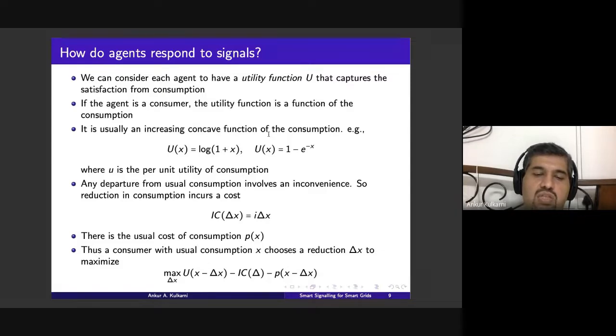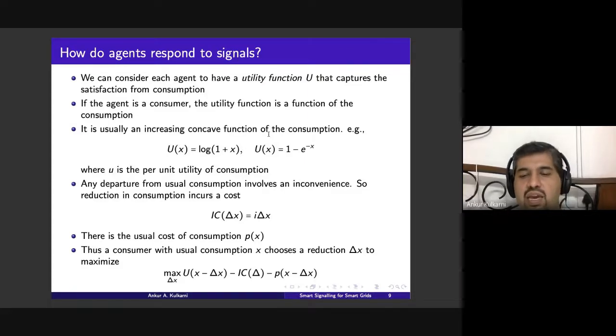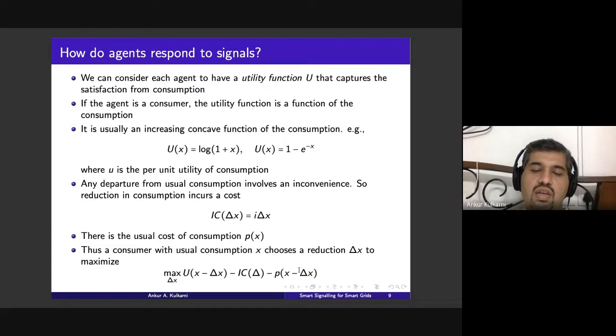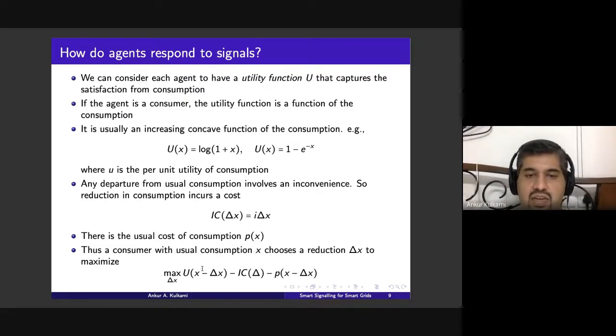So a consumer who is usually consuming x chooses a reduction delta x in order to maximize this total. The total is the satisfaction from consuming the reduced consumption, x minus delta x, minus the inconvenience IC of delta x that he gets because of the reduction, minus the amount that he has to pay for the reduced consumption, P of x minus delta x. So if his usual consumption level is x, he is going to be willing to do a delta x to the point where this is maximized.